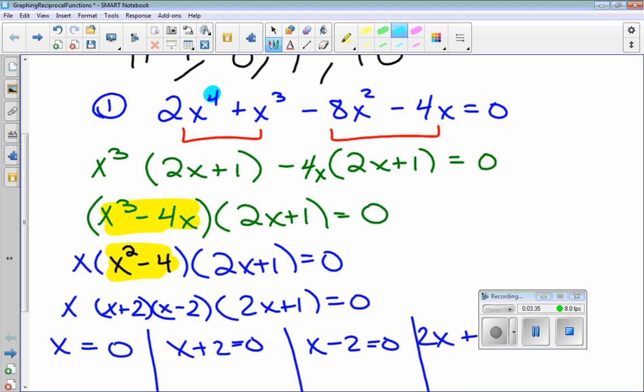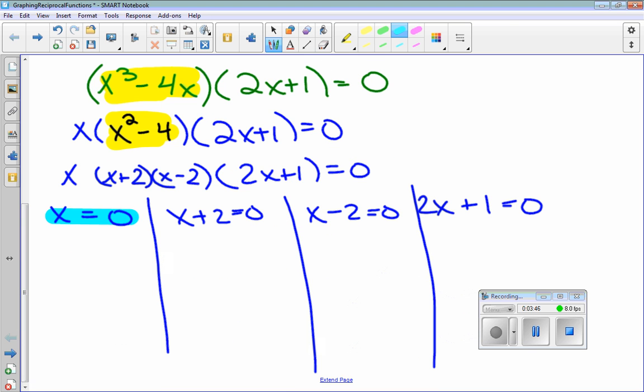Okay, so this number right here tells me how many solutions. Sometimes the solutions are imaginary or complex, but I don't have that here. I have all 4 real solutions. So x equals 0 is one of them. If I solve the second one, I get x equals negative 2.